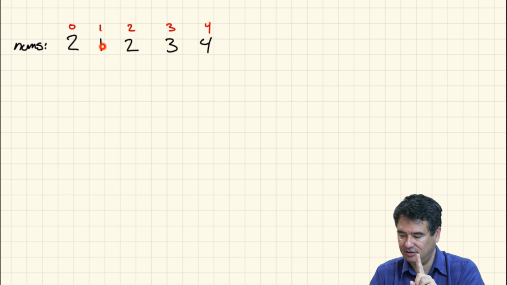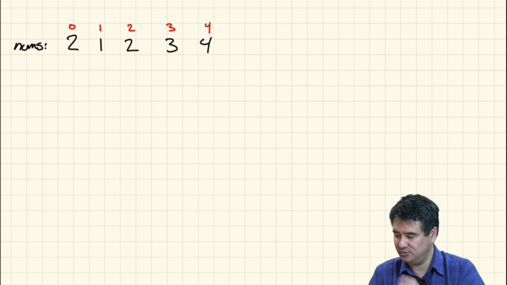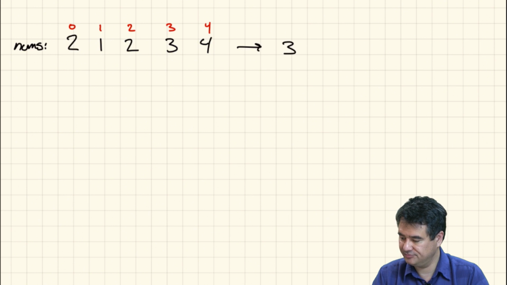So we've seen 1. That's odd, so we're not going to count that one. That one's even, so we'll go to 2. That one's odd, so we won't count it. And this one is even, so the number is going to be 3. So this one should return a 3 back to the caller.